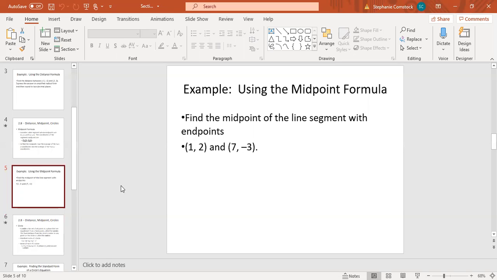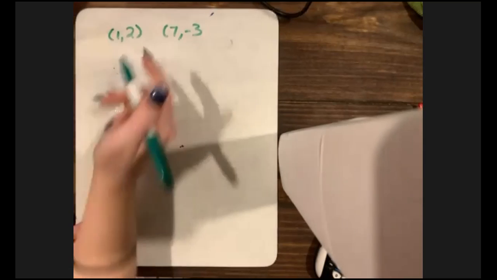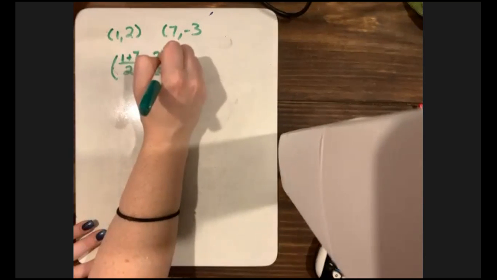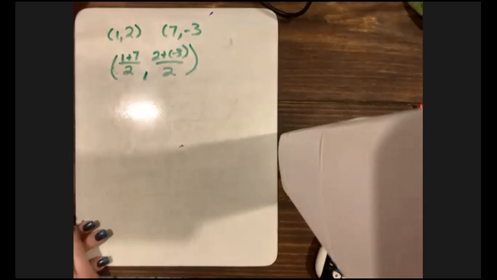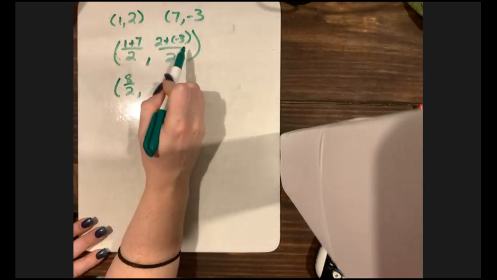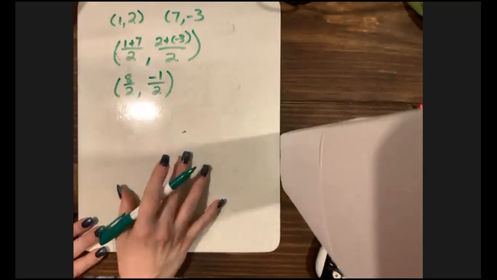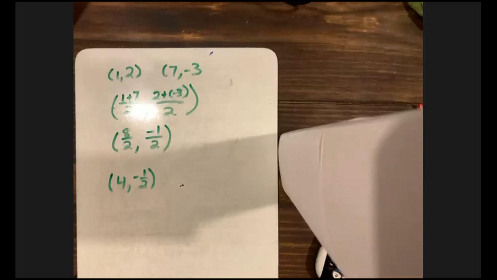So the example that we are going to look at is they want us to find the midpoint between the ordered pairs (1, 2) and (7, -3). So here are my 2 ordered pairs. The formula says I'm going to do x plus x and divide by 2, and y plus y divide by 2. So we've got 1 plus 7 is 8 divided by 2, and 2 plus -3 is -1 divided by 2. Cleaning that up just a bit, we get 4.